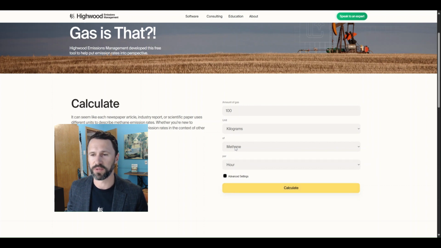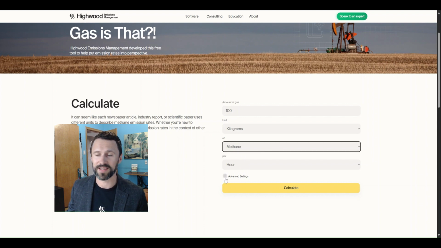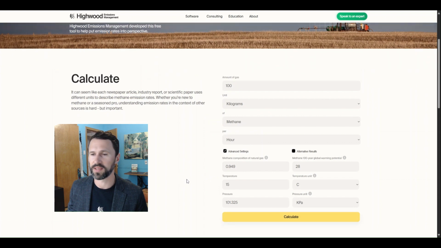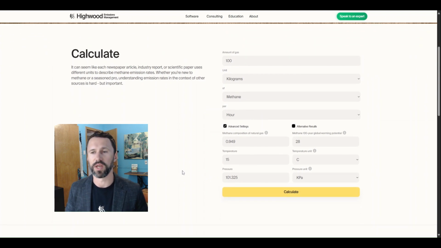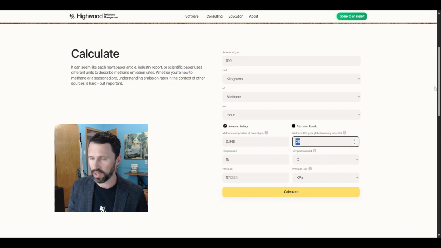And the option here is between natural gas and methane, because obviously if you're emitting a volumetric amount of natural gas, it's not 100% methane. We have advanced settings within How Much Gas Is That, where you can see here that we use the ideal gas law. And so you can change around the composition of the gas, the temperature and the pressure, and you can even change the 100-year global warming potential number used, and maybe we'll change that just for fun to 32, as there is some debate as to what exactly this number is, and so on and so forth.